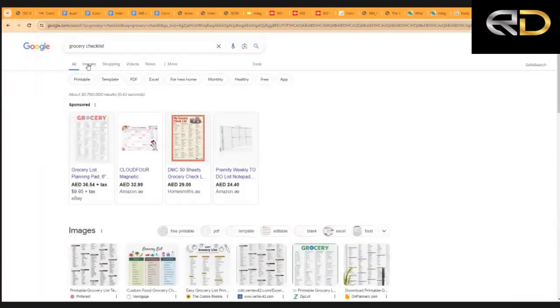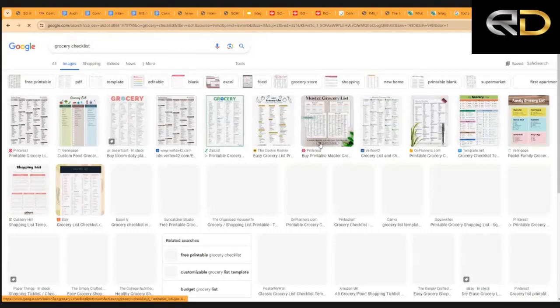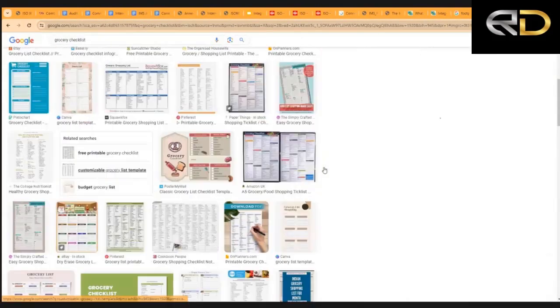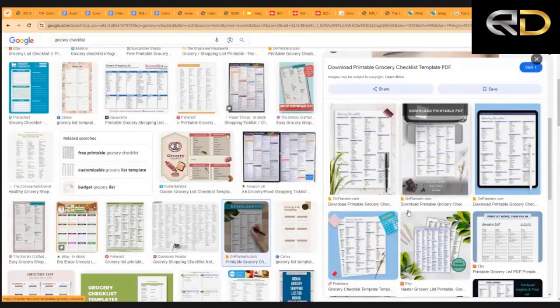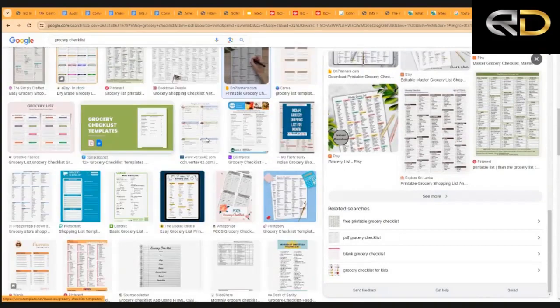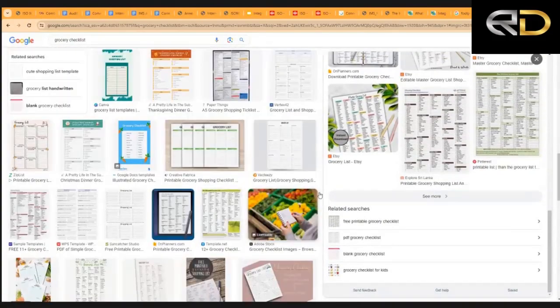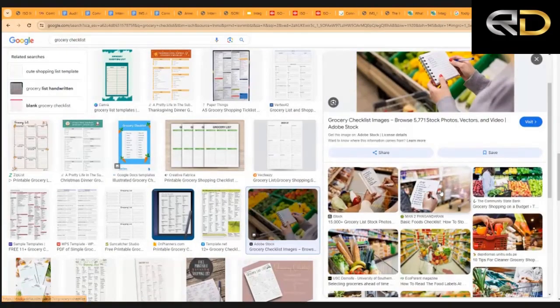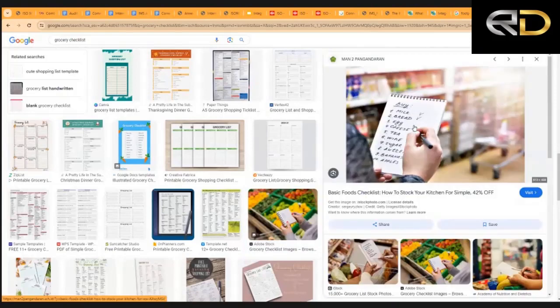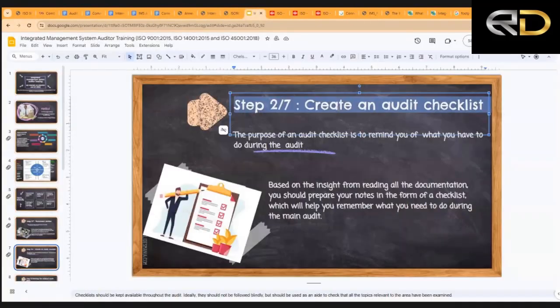I think most of you have seen that some people, when they do groceries, might have a checklist or some form of list to remind them what exactly to do when they are doing their shopping, okay? You might see that some people walk around the shop with something like this, all right? That is exactly what is happening when you create an audit checklist.